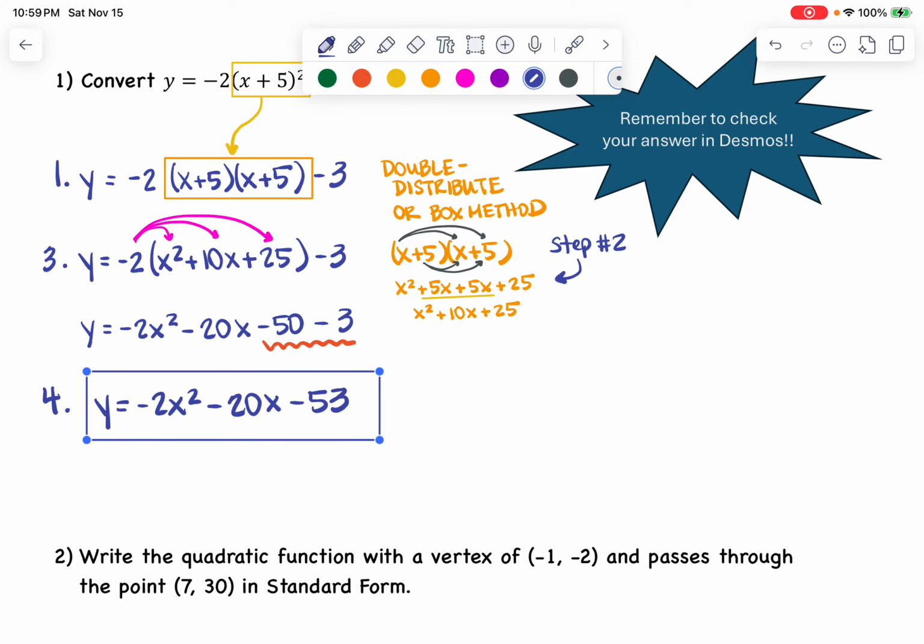And notice I've gotten rid of all the parentheses. I've gotten rid of all the like terms. I've merged them all together. And so that is our final answer.